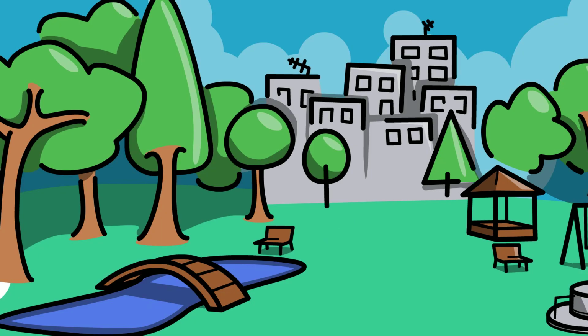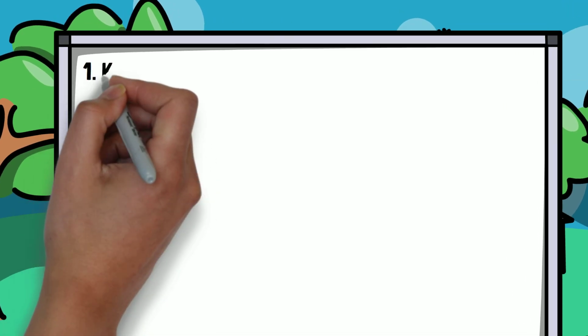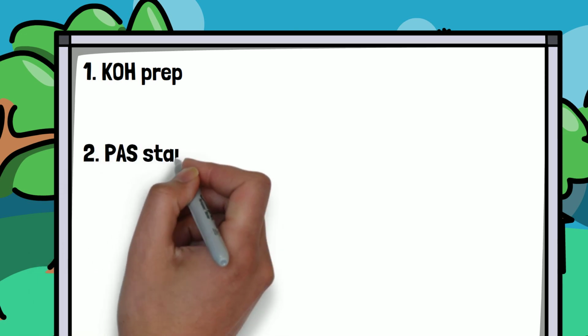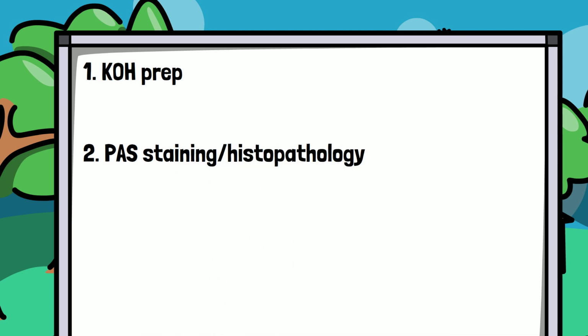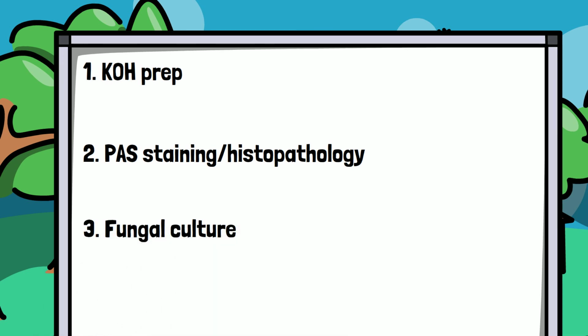There are 4 main ways to confirm a fungal infection depending on what tools you have available. First is the potassium hydroxide or KOH prep. This requires a microscope and potassium hydroxide drops. Second is the PAS staining or histopathology, which require formalin specimen bottles to be sent to the lab. Third is fungal culture, which require collection of nail substrates only. And lastly, PCR.